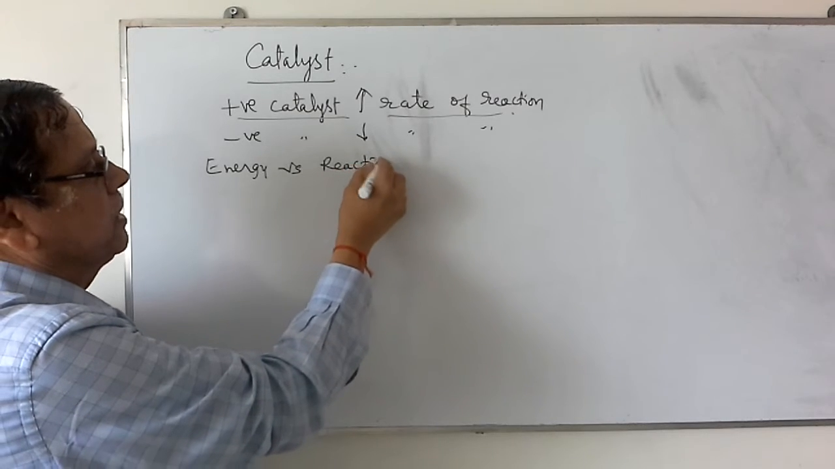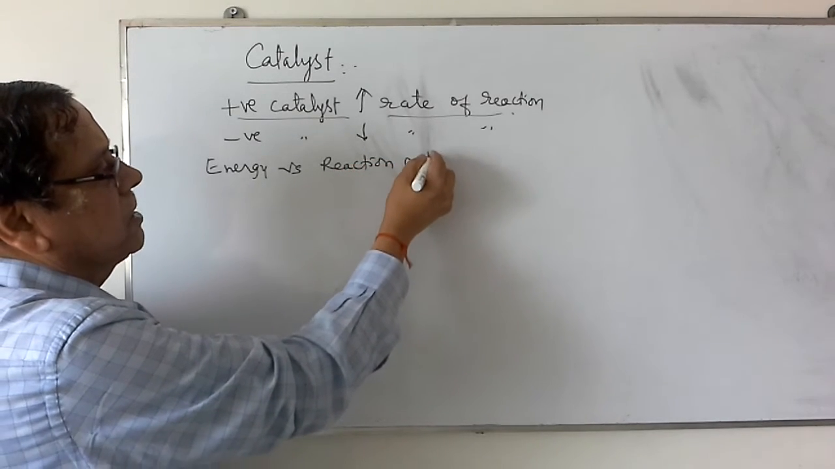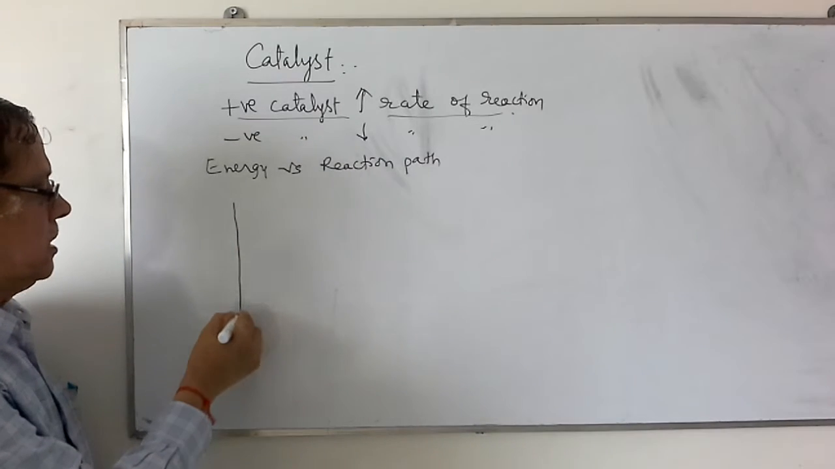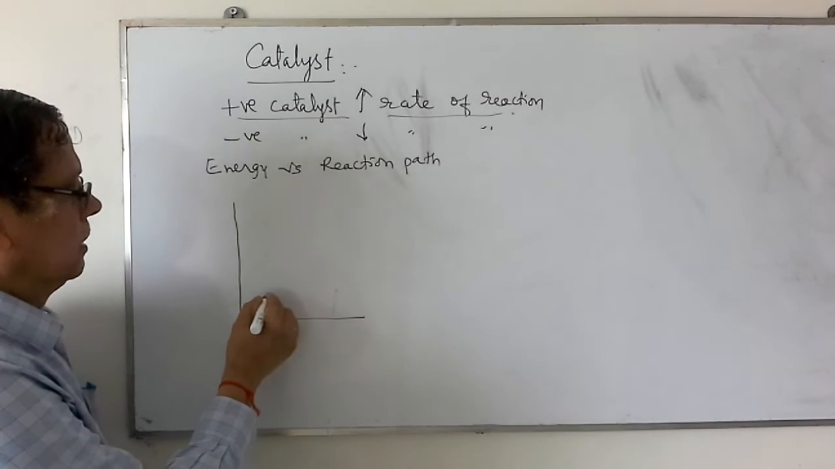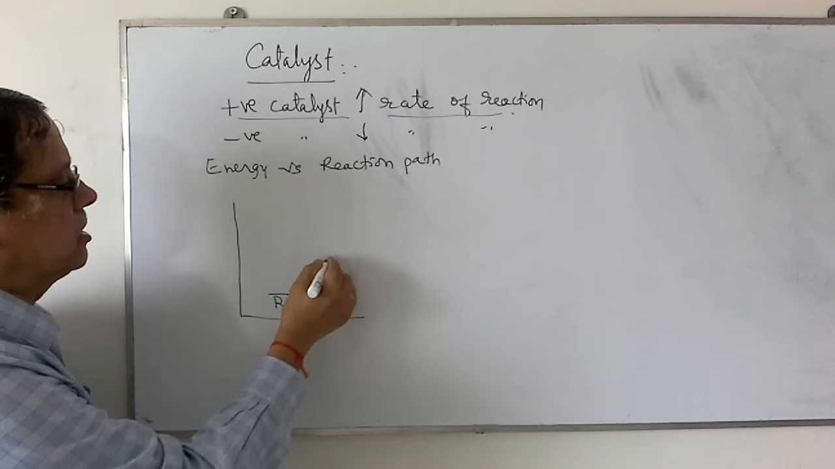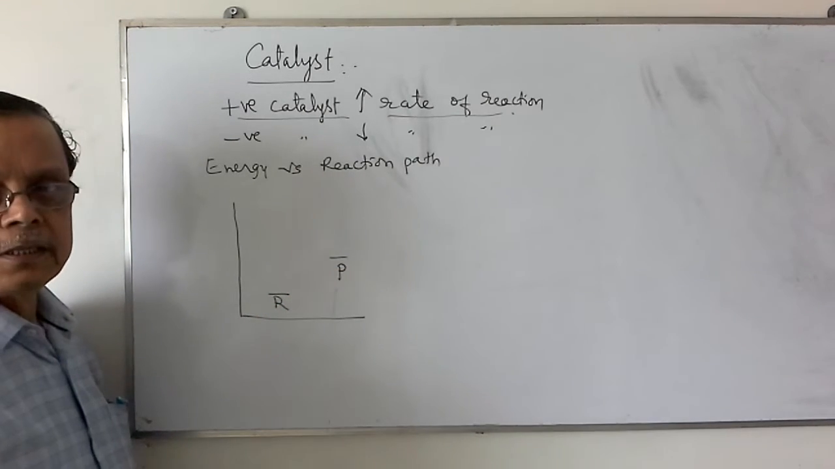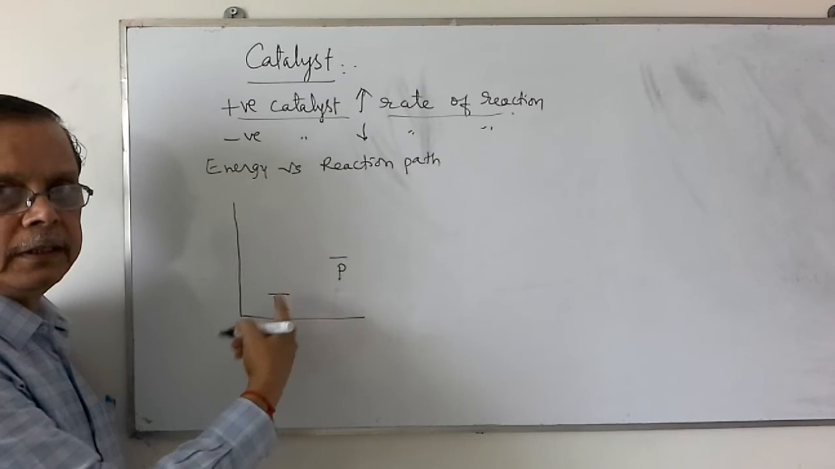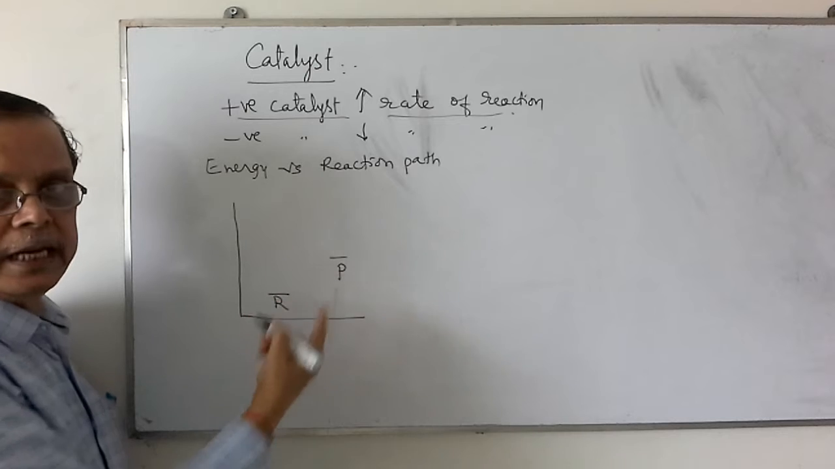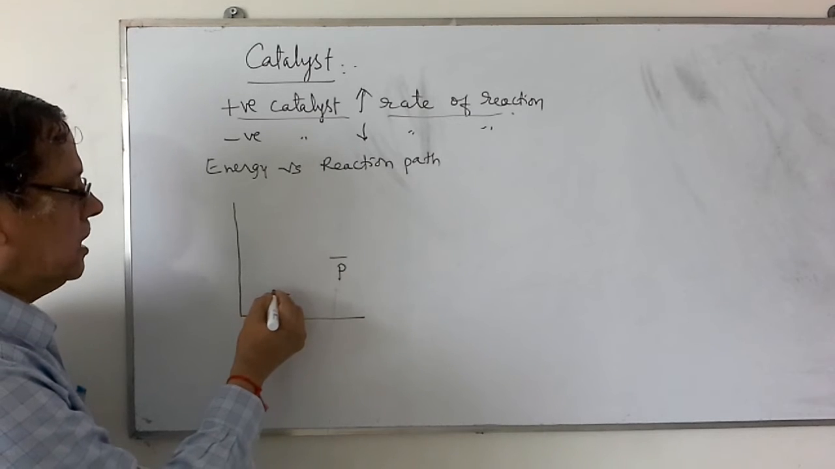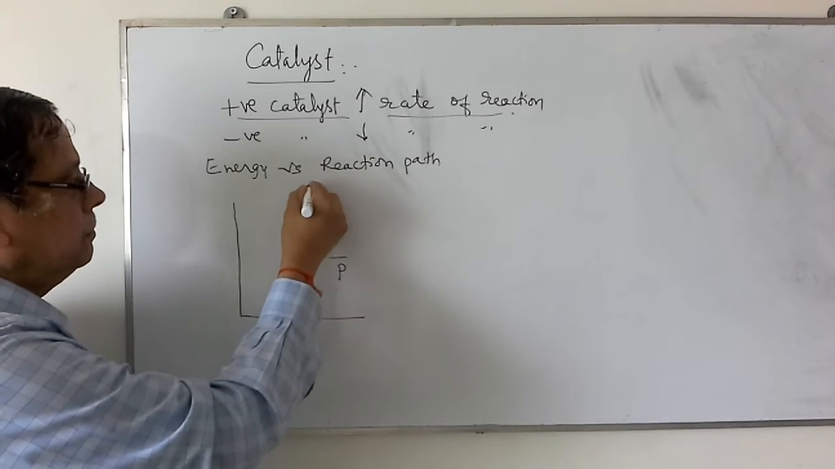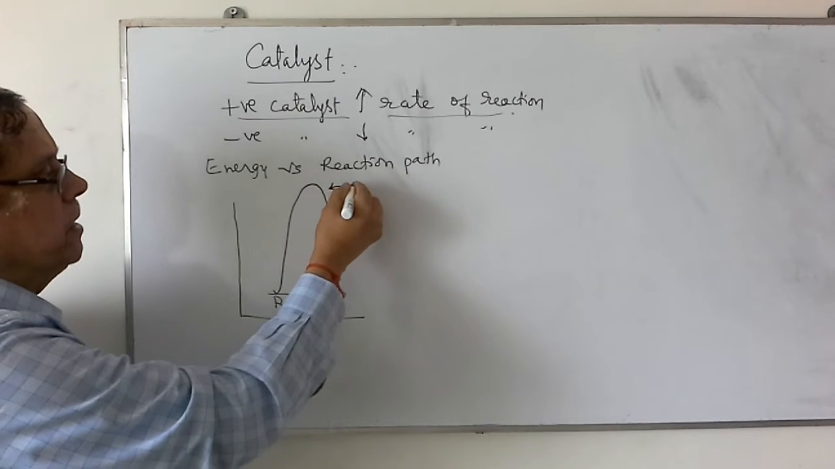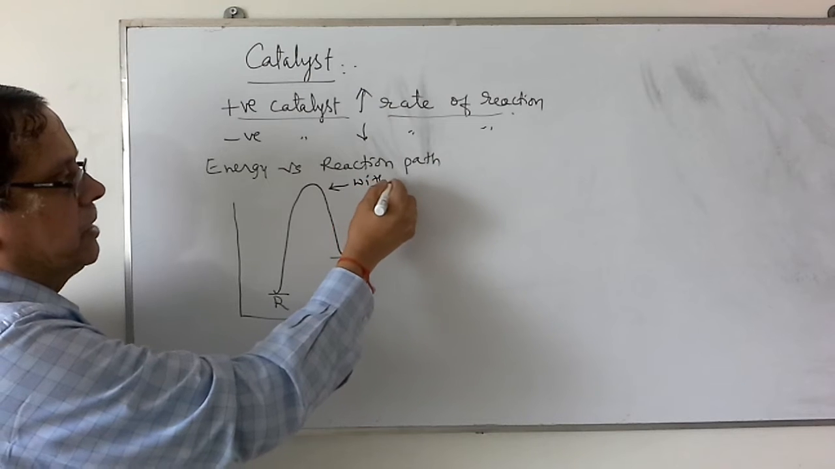The graphical representation of this energy versus reaction path. Assume that we are having this reaction path. Say, for example, this is the reactant and this is the product. Since the energy of the reactant is lesser as compared to the energy of the product, the reaction is endothermic. So we consider this as the reaction path. Assume that this reaction path is without catalyst.